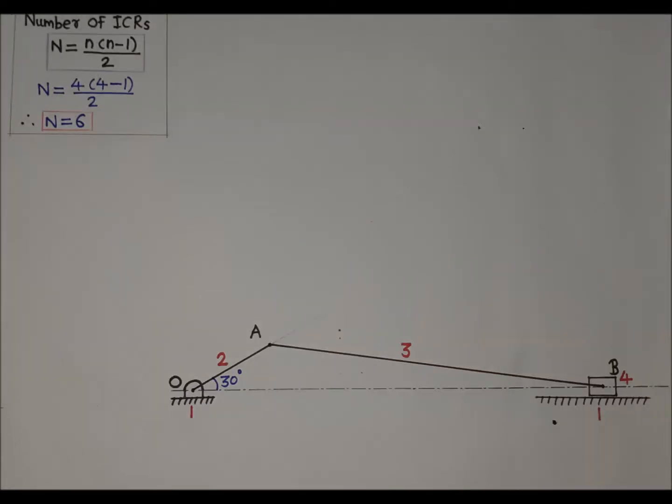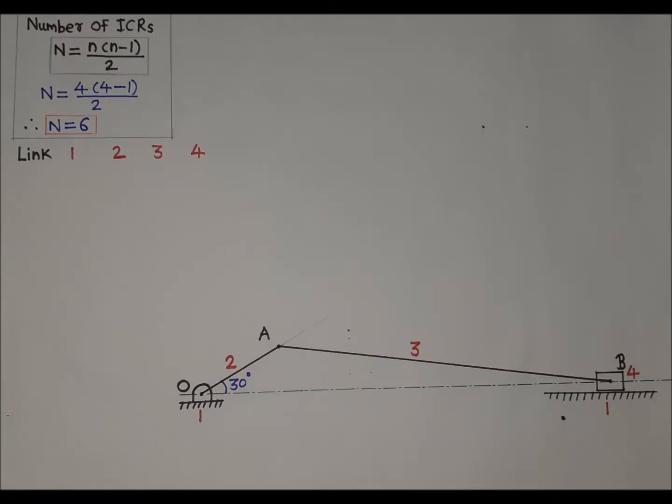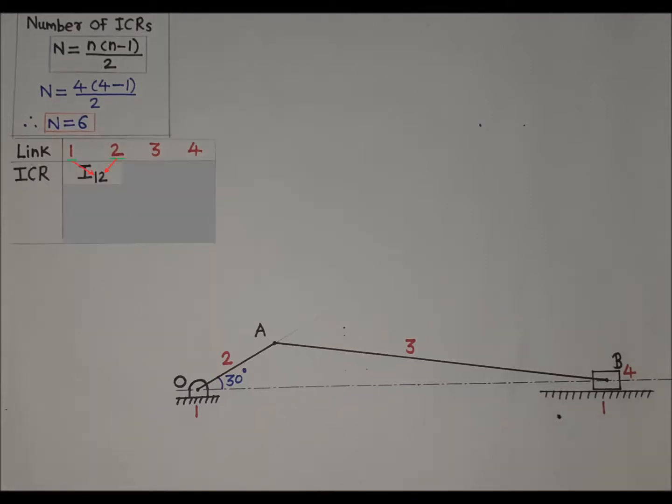Now we will write these 6 ICRs. As there are 4 links, in the first row we will write links 1, 2, 3 and 4. In the next row we will write ICR I12. Next ICR will be I23 and next ICR will be I34. In the next row we will write ICR I13 and next ICR will be I24. In the last row we will have ICR I14.